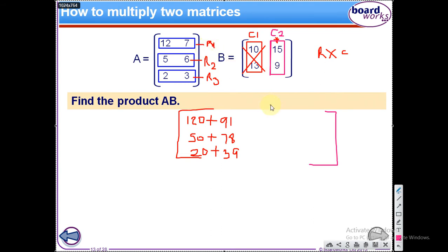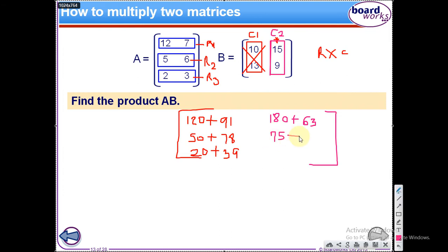Let's get started now. 12 times 15 first. 12 times 15 is 180, then plus 7 times 9. 9 times 7 is the same thing as 7 times 9, and that is 63. So I'm done with R1. Then do the same for R2: 5 times 15, then 6 times 9. So 5 times 15 equals what? That is 75.